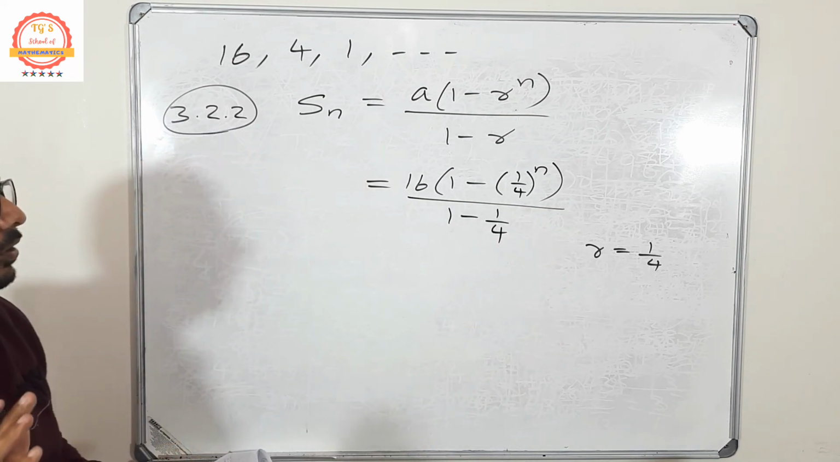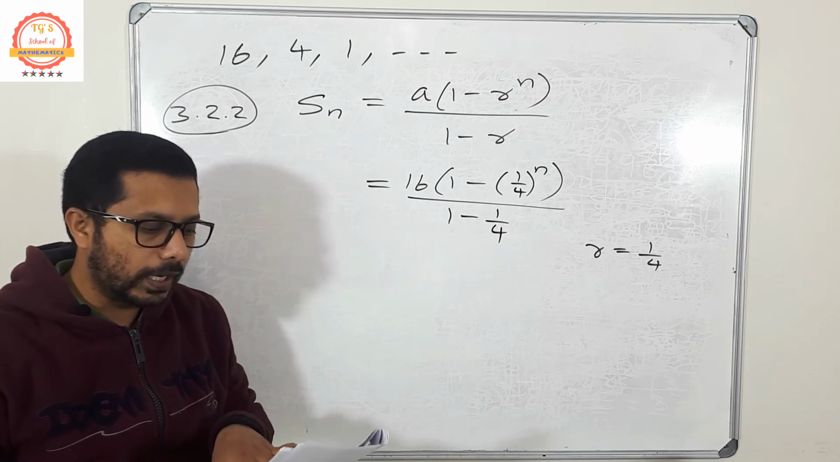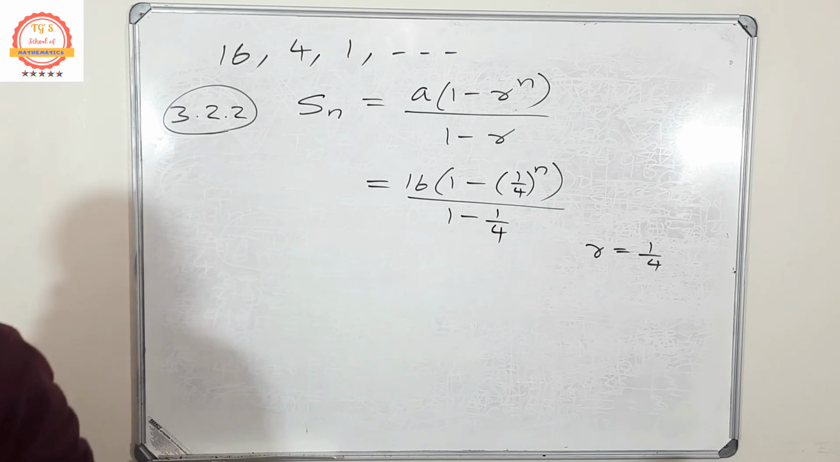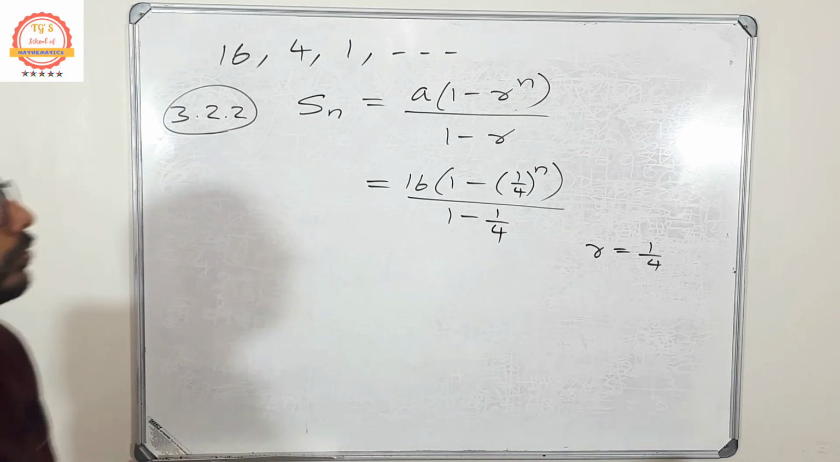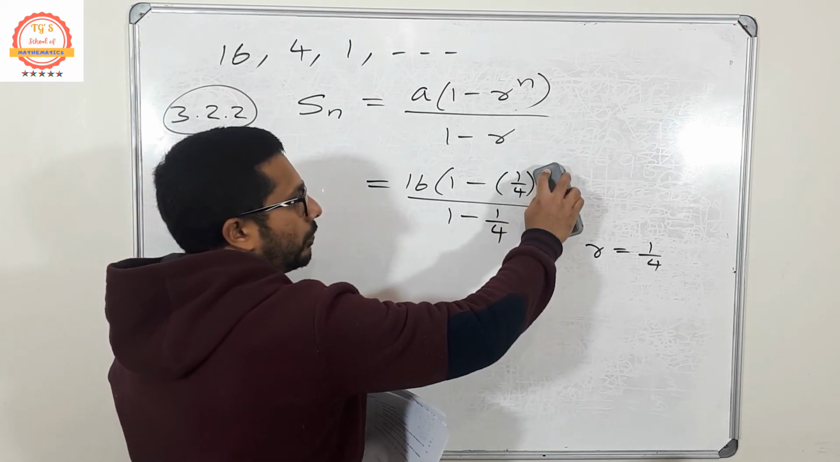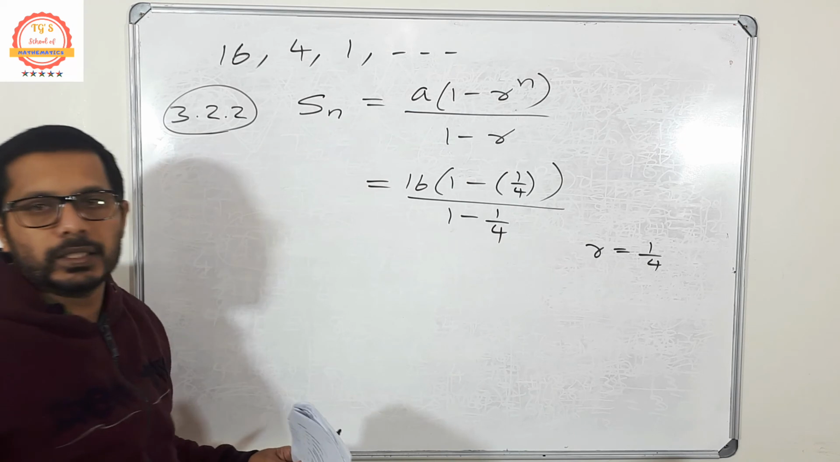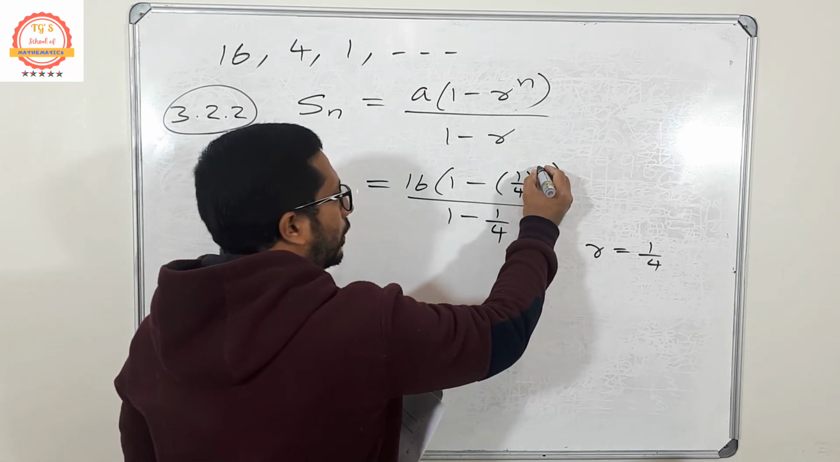But here, sorry, there is a mistake here. What is the mistake? Look at the question. Calculate the sum of the first 10 terms. So it means that here you have to find the sum of the first 10 terms. Directly it is given to find the sum of the first n terms. So what is the value of n? n is equal to 10.